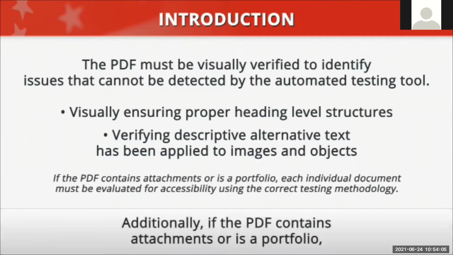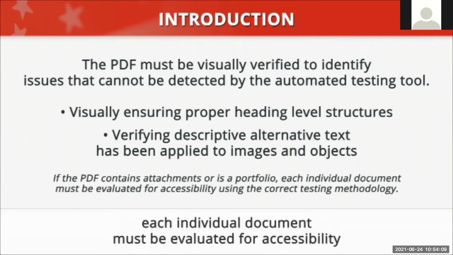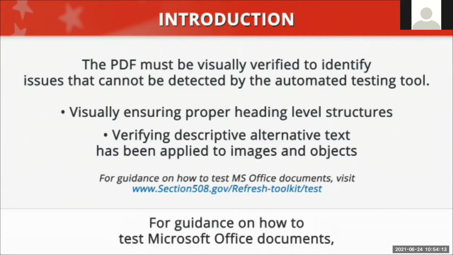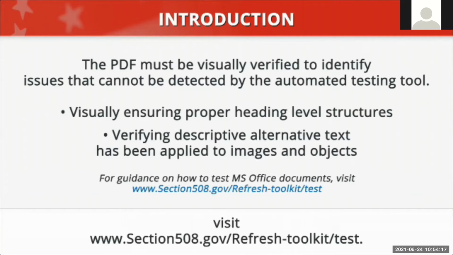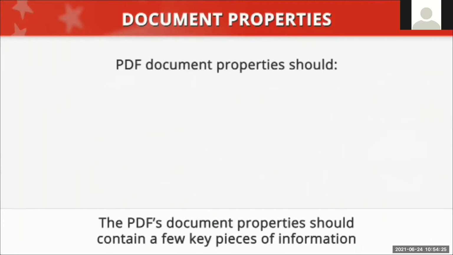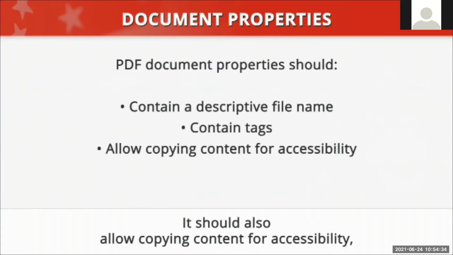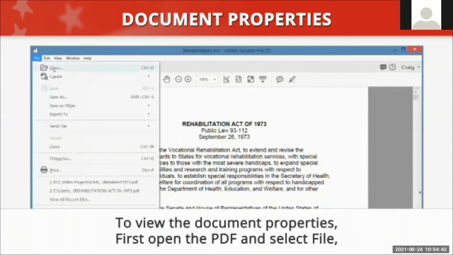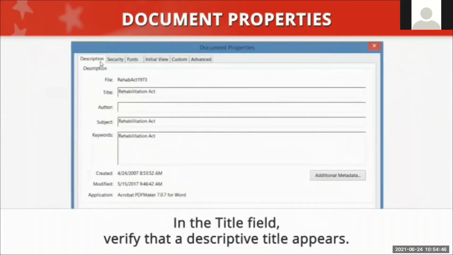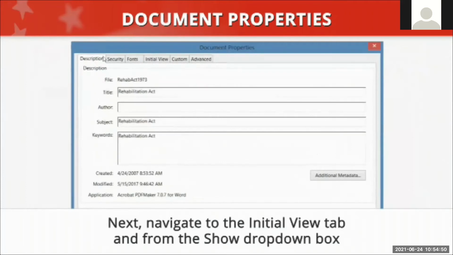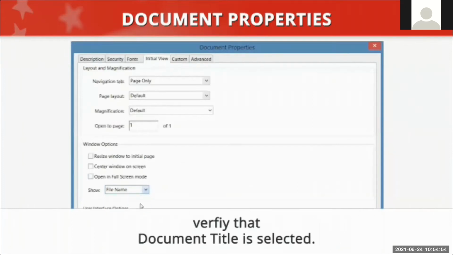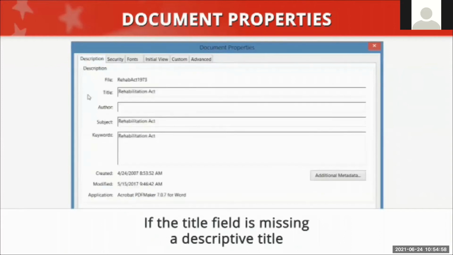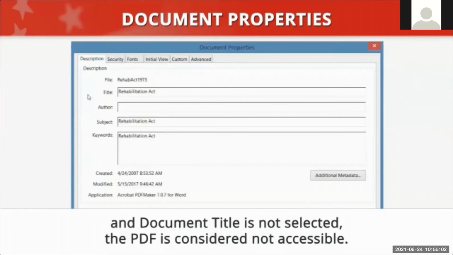Additionally, if the PDF contains attachments or is a portfolio, each individual document must be evaluated for accessibility using the correct testing methodology. For guidance on how to test Microsoft Office documents, visit www.section508.gov/refresh-toolkit/test. Now, let's take a look at the PDF's document properties. The PDF's document properties should contain a few key pieces of information, such as a descriptive file name and tags. It should also allow copying content for accessibility and have a specified language. To view the document properties, first, open the PDF and select File, then Properties, then Description. In the title field, verify that a descriptive title appears. Next, navigate to the Initial View tab, and from the Show drop-down box, verify that document title is selected. If the title field is missing a descriptive title and document title is not selected, the PDF is considered not accessible.